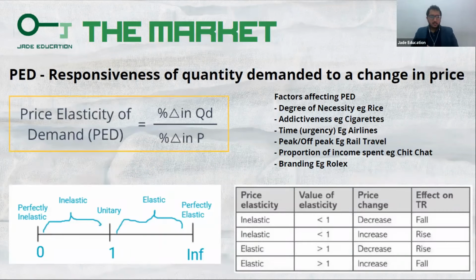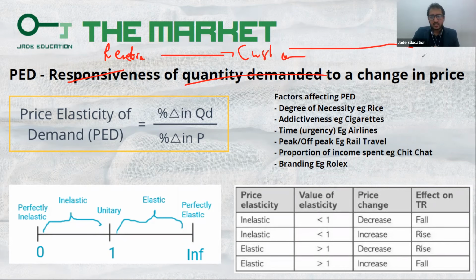Price elasticity of demand. Now, when it comes to price elasticity of demand, guys, I'm not going to go too much in detail. I'm just going to brief you on these particular areas and then I'll take you out. It's the responsiveness of quantity demanded to a change in price. In simple terms, I'm going to cut this word and say reaction. And whose reaction? Quantity demanded. Who demands? Customers. So the reaction of my customers when the price changes. So how does my customer react when I change the price?